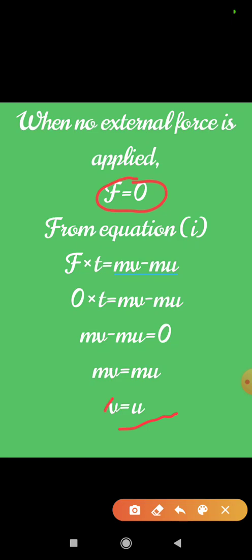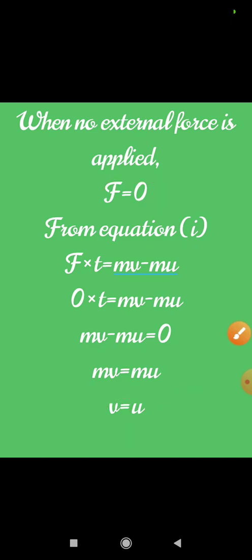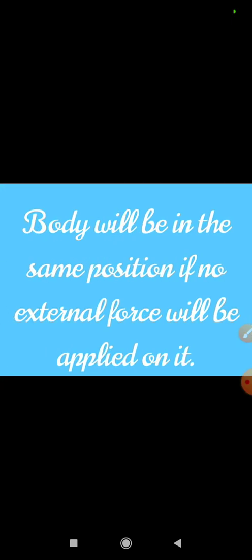Another case: suppose a body is in rest position, so the initial velocity of the body is 0, and the final velocity will be equal to the initial velocity, so it will also be 0. Velocity 0 means the body was at rest. When the body was at rest, lastly the body will be at rest, meaning no change will take place if the external force on the body is 0. With the help of the second law, we are mathematically stating the first law of Newton. The body will be in the same state if no external force is applied on it. V will be equal to u only.